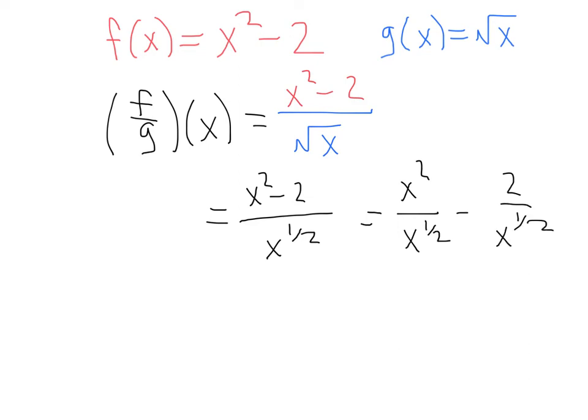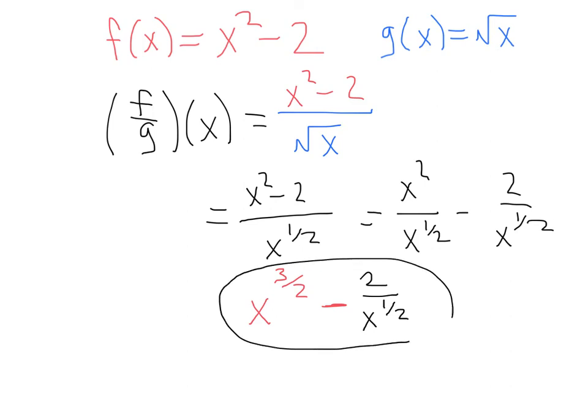Simplifying this, I'm going to have to subtract these exponents because it's division. That's going to be x to the 2 minus 1/2. That's going to give me 4/2 minus 1/2, which is going to be 3/2, minus, here we have 2 over x to the 1/2. I can go ahead and leave that, 2 over x to the 1/2. And I've got my f divided by g of x.